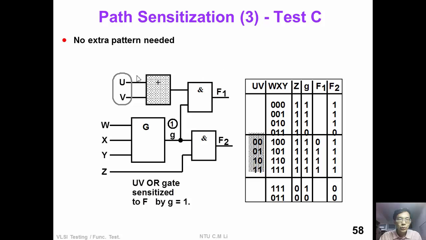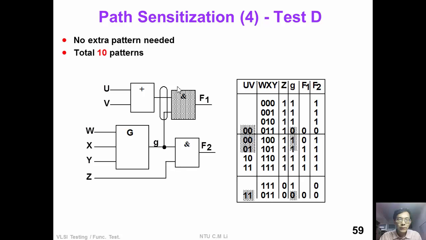And then we want to test segment C exhaustively. Segment C has 2 inputs, U and V. We want to sensitize the output of the OR gate to F1. In that case, we would control G to 1. If we look at our previous test closely, we already have 4 test patterns where G is equal to 1. So we can squeeze in our test patterns without adding any extra patterns.